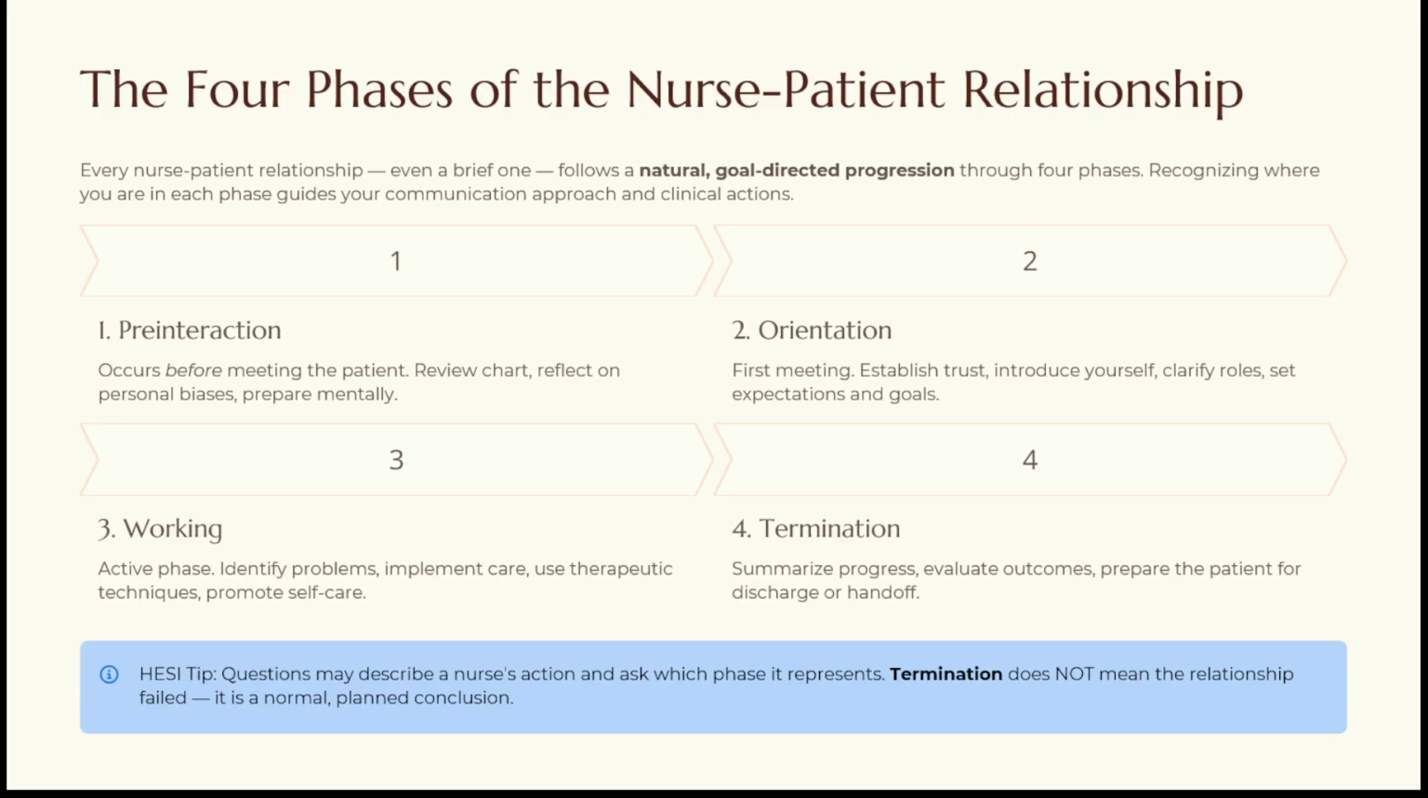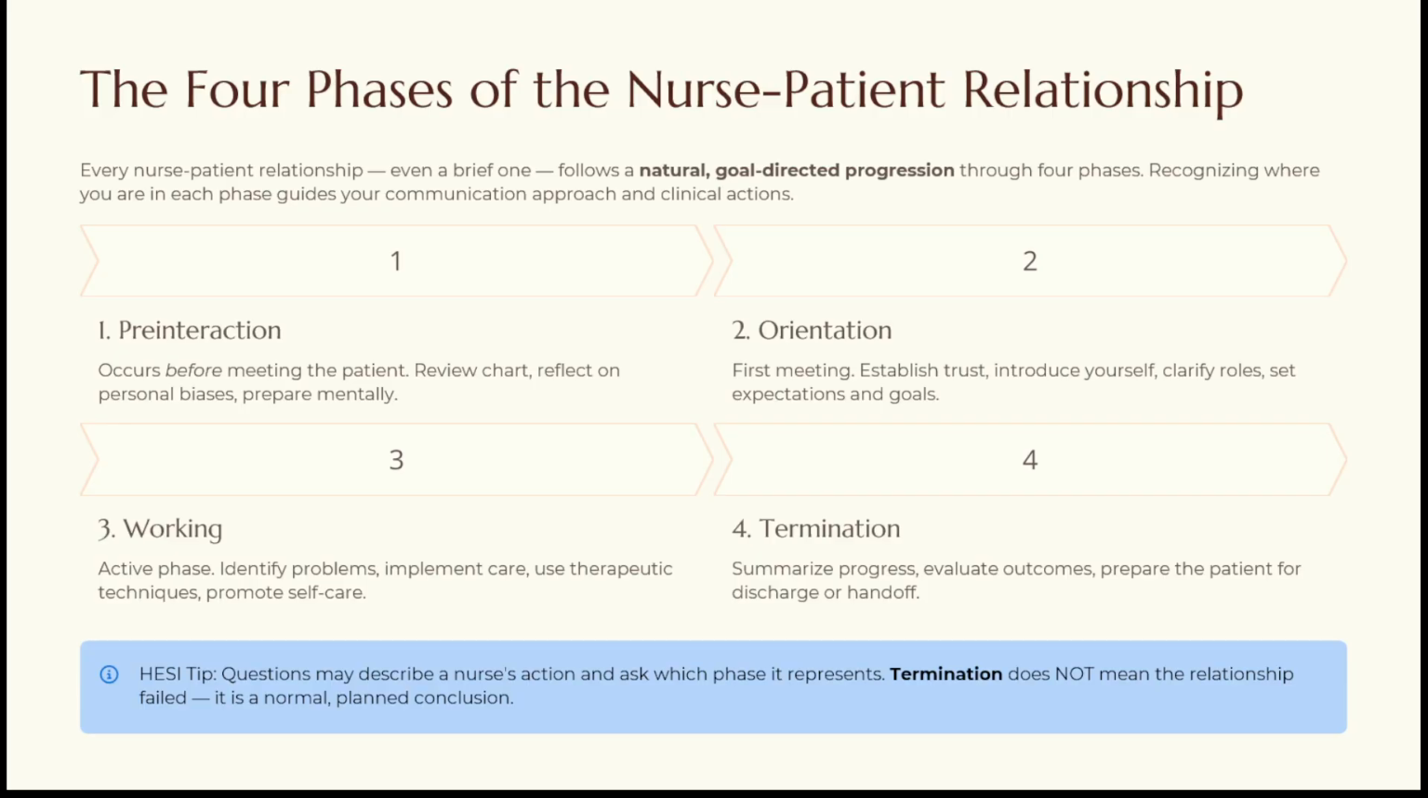Every nurse-patient relationship follows a natural progression through 4 phases. Even brief patient encounters move through these stages. Now, understanding these phases helps nurses build trust, communicate therapeutically, establish professional boundaries, and provide patient-centered care.